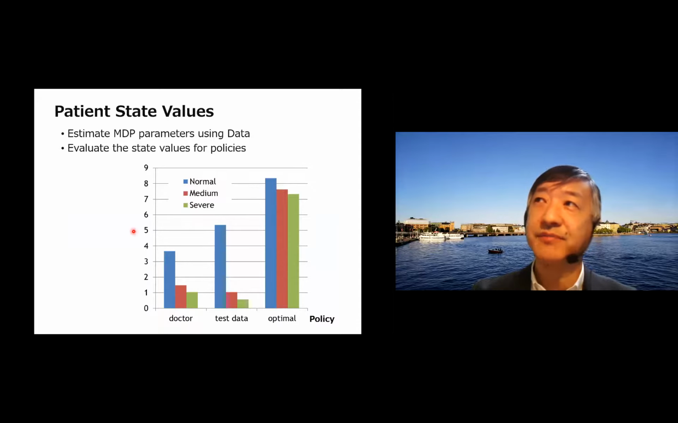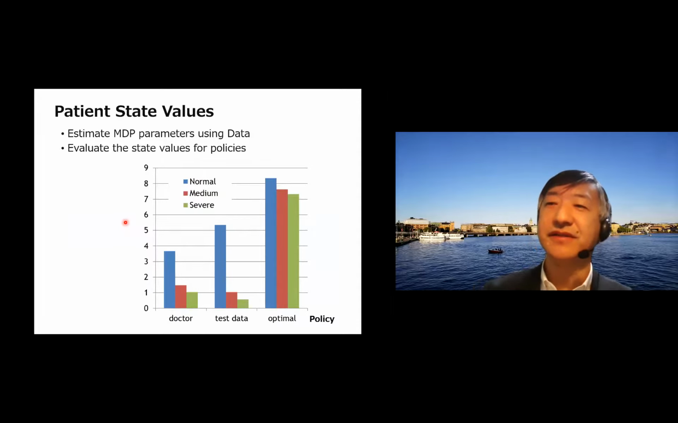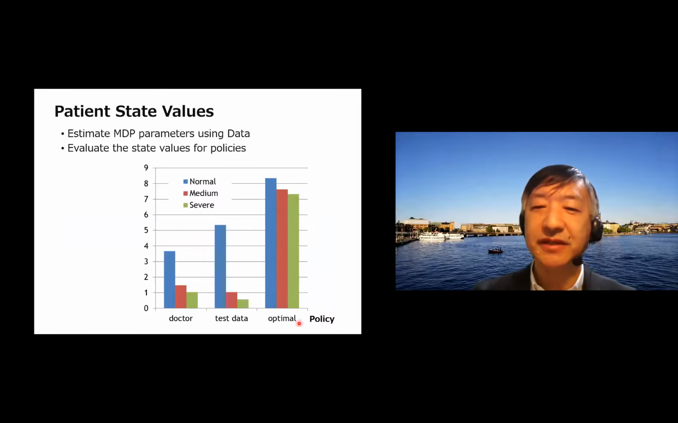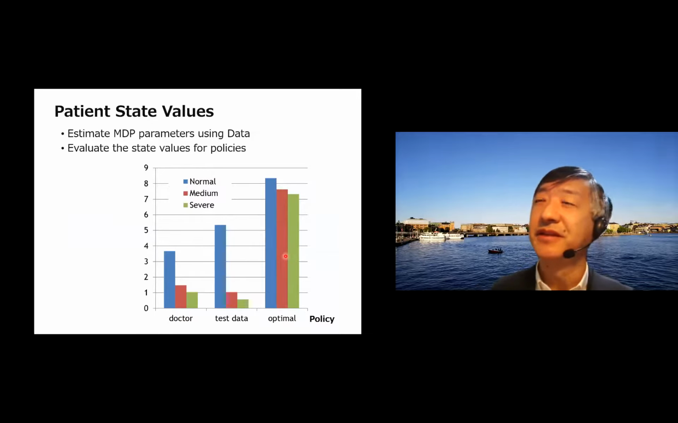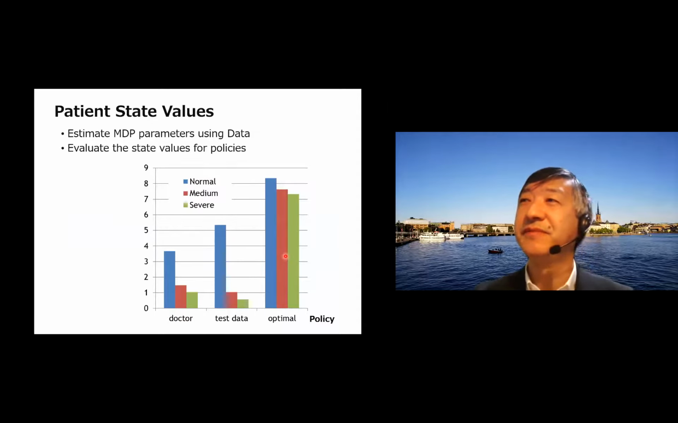And we can apply reinforcement learning to this model, and we can get an optimal policy. If we take the optimal policy, the state value increases like this. But this is very, very primitive work, so we should be very careful in the interpretation of this result.